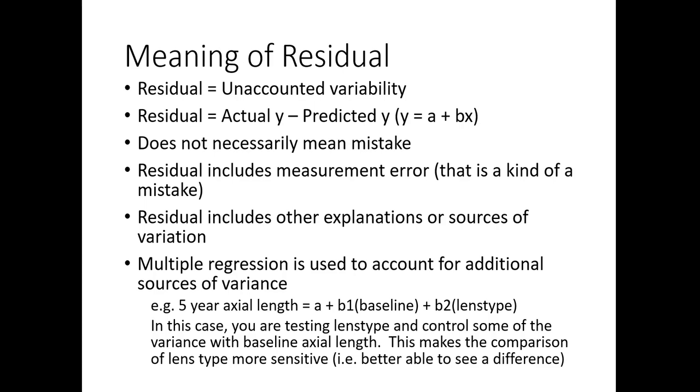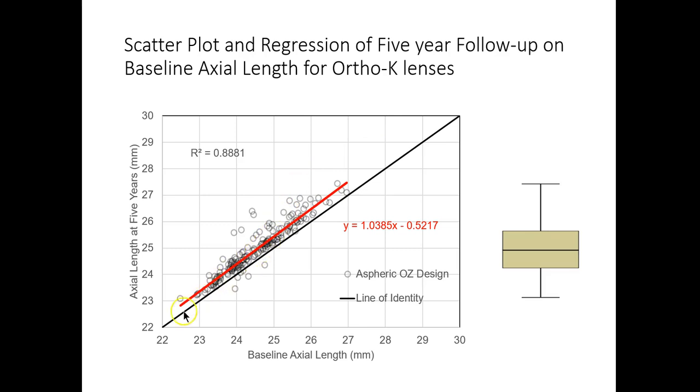So, kind of getting ahead of myself, I started talking about the meaning of the residual. Residual means error, it's unaccounted for variability. The residual is the actual y minus the predicted value of y. So the red line means the predicted, and the actual value is the little dot, and the actual minus the predicted is the residual.